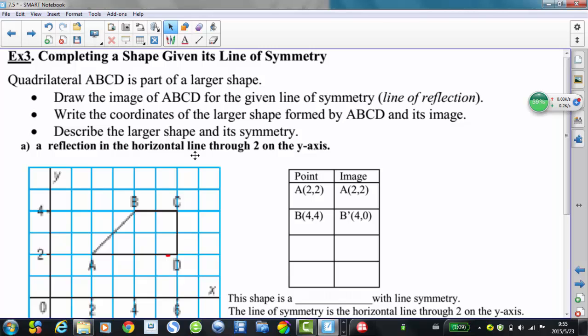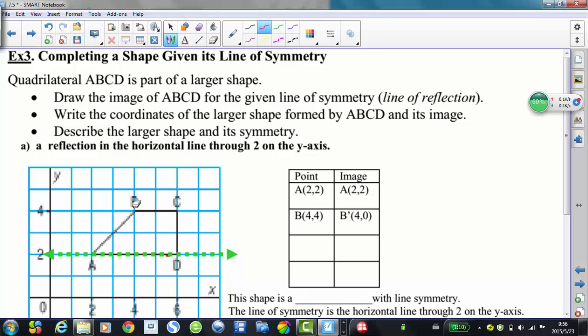The first one is a reflection in the horizontal line through 2 on the y-axis. Let's draw the line of reflection first. This reflection line is a horizontal line through 2 on the y-axis, so I will find the point 2 on the y-axis and draw a horizontal line. We can see that point A is on the line of symmetry, so point A should be a common point for both the original and the reflection image. Point A has the coordinates (2, 2), and the point of its image is still A (2, 2).